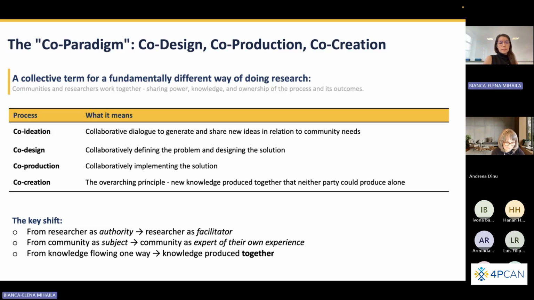It relates to this idea that, instead of knowledge flowing one way from the citizens to the researchers, now knowledge is produced together. Knowledge is being shared through communities, through citizens, and it is co-produced by the researcher and by the citizen.